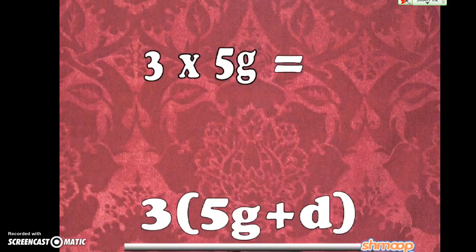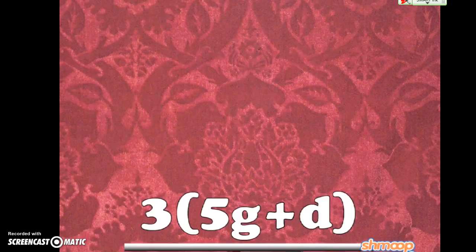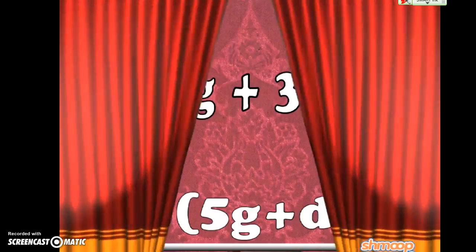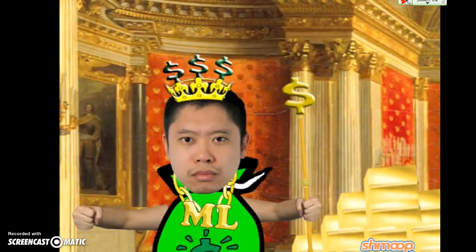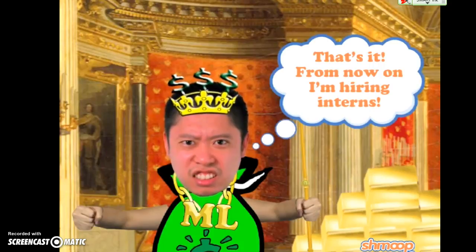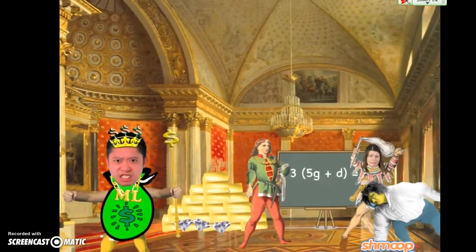3 times 5g equals 15g, and 3 times 1d equals 3d. So we can rewrite this expression as 15g plus 3d. Moneylust was a tad displeased when he realized that his stewards had only brought him 15 gold bars and 3 precious diamonds. That's it. From now on, I'm hiring interns. He punished them by forcing them to solve this problem. What a jerk.